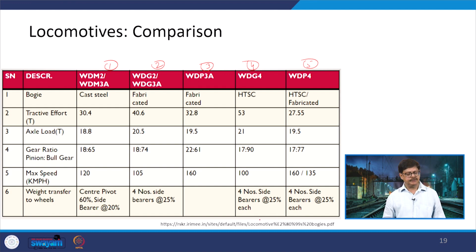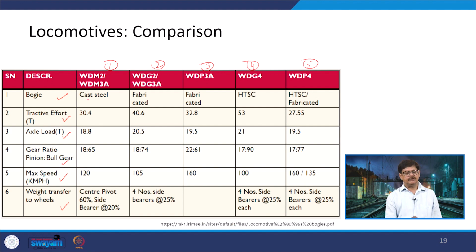The comparisons which have been looked at here have been made on 6 counts. The first is the bogie, the second is the tractive effort, axle load is another one, gear ratio, pinion to bull gear, is another one, then the maximum speed at which it can take the train, and the weight transfer to wheels, how much of the load is getting transferred. In the previous example, we talked about 60% coming on the center and 20% going to either side. So, is it the same or different? That is what we are looking at here.